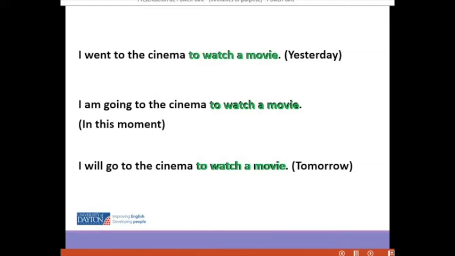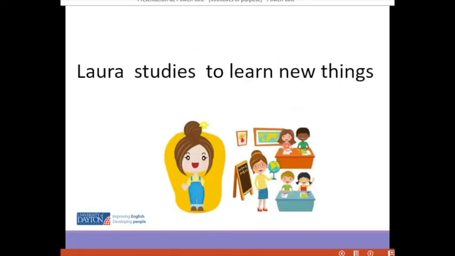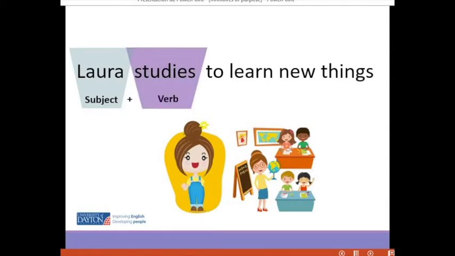Now, let me show you how to make these sentences with another example. Laura studies to learn new things. So Laura is the subject. We call the subject the part of the sentence with the person that makes the action. What is the action? Studies. Studies is the action, and we call it a verb. So Laura is the subject and studies is the verb.